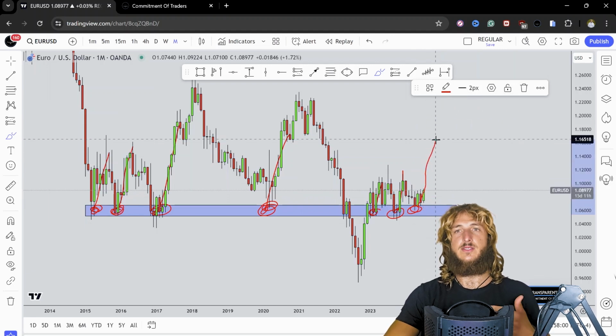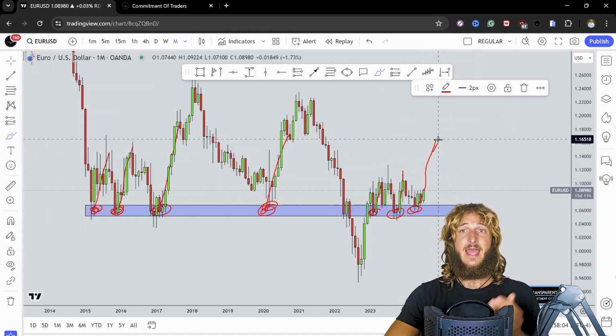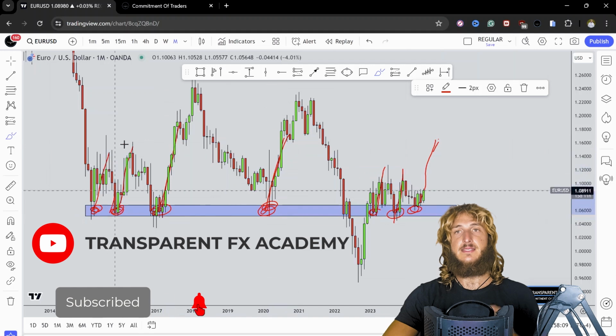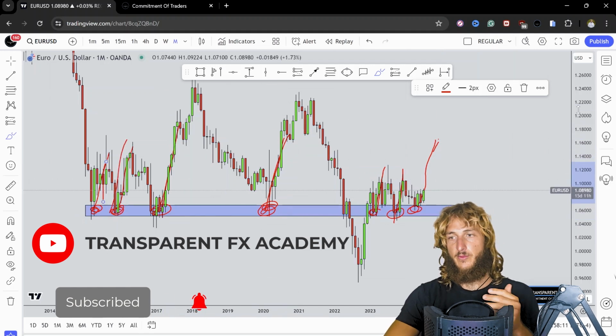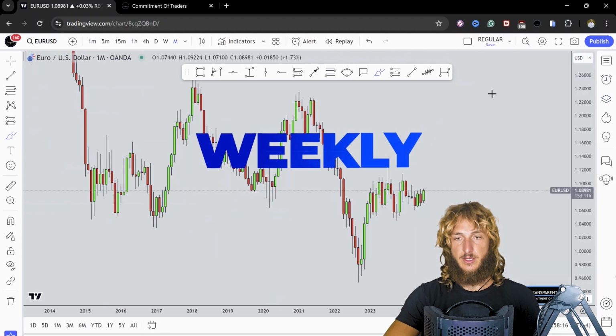So in a situation like this, more bullish price action could be expected away from this level, as already happened in the past every single time that the market was testing this exact same area. Now, let's keep this in mind and move down on the weekly time frame.